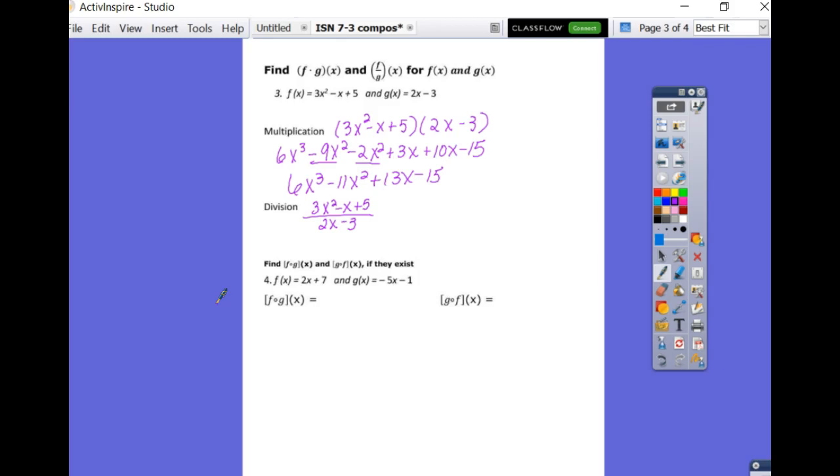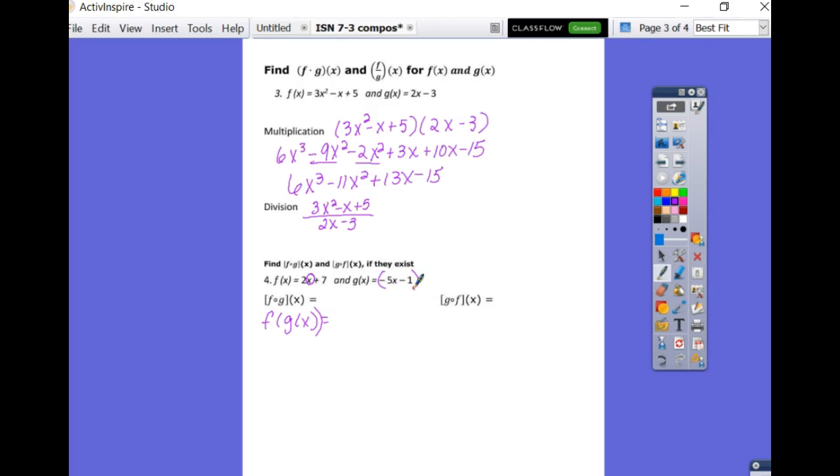So number 4. It's the open circle, right? So this is the one where we're doing f of g of x, right? That's what they're the same thing. So in my f function, the outside function, where I see an x, I'm going to replace it with my g function.